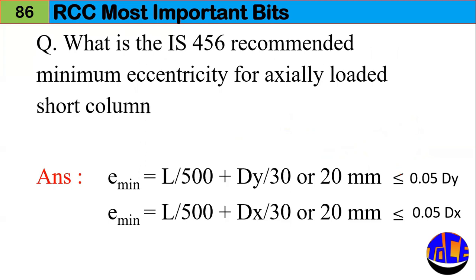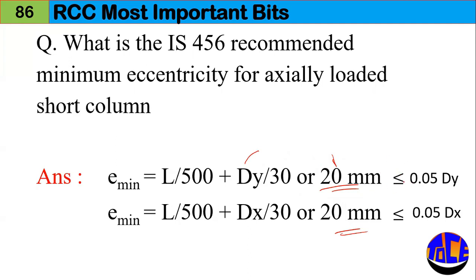So for axially loaded short columns, IS 456 recommended a minimum eccentricity of L by 500 plus dy by 30, or else if it is in x direction, it will be L by 500 plus dx by 30, or 20 mm. So you have to take the maximum of these two. Either this equation value or 20 mm. Among these, whatever the maximum, that maximum value you have to consider.